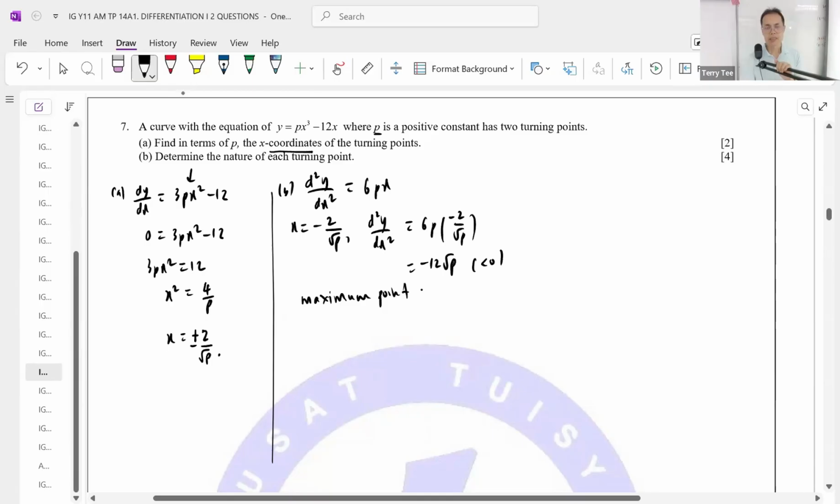maximum point. Now, next we sub x with 2 over square root p. Your d2y/dx squared is 6p times 2 over square root p. That gives us 12 square root p. This is more than 0. It is a minimum point. One is a maximum, one is a minimum.